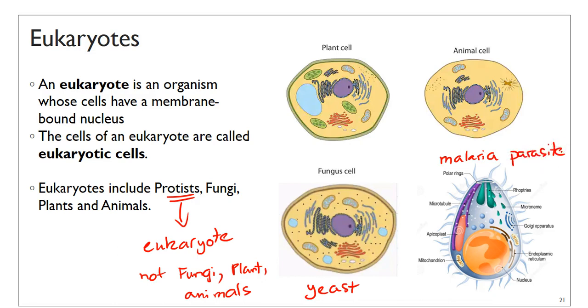So go back to our question: a virus is not a living organism. Bacteria is a prokaryote. Malaria is a eukaryote that is unicellular, and it is different from mushrooms or animals or plants in terms of genetic material, and also the types of organelles that they have.